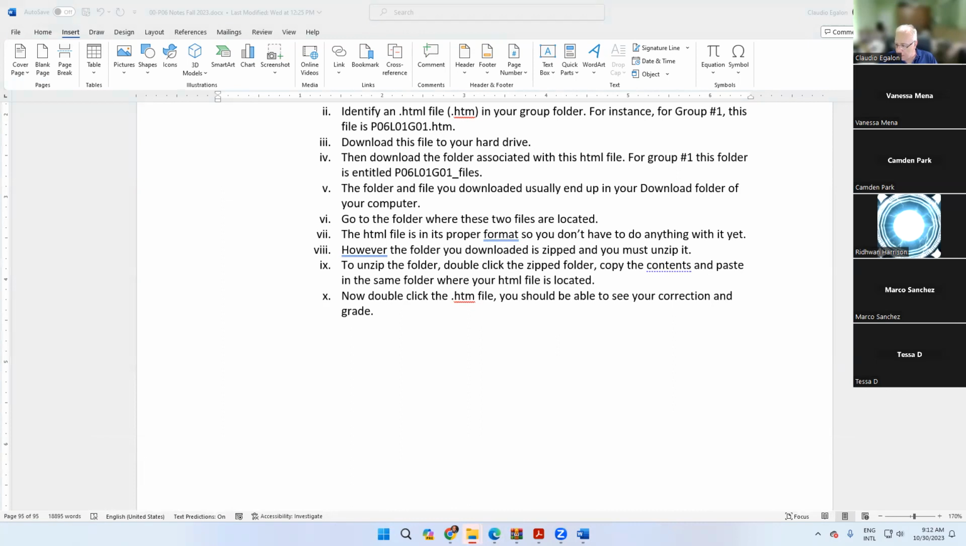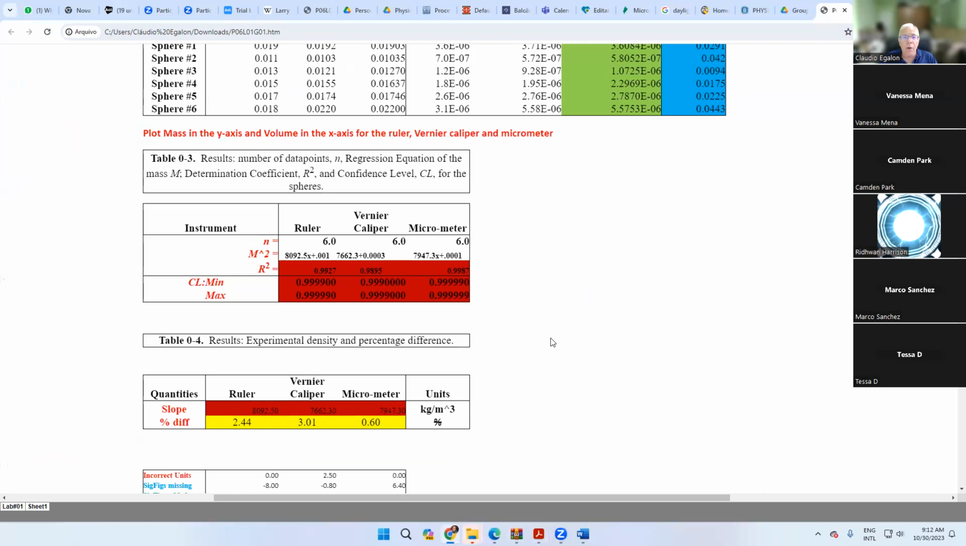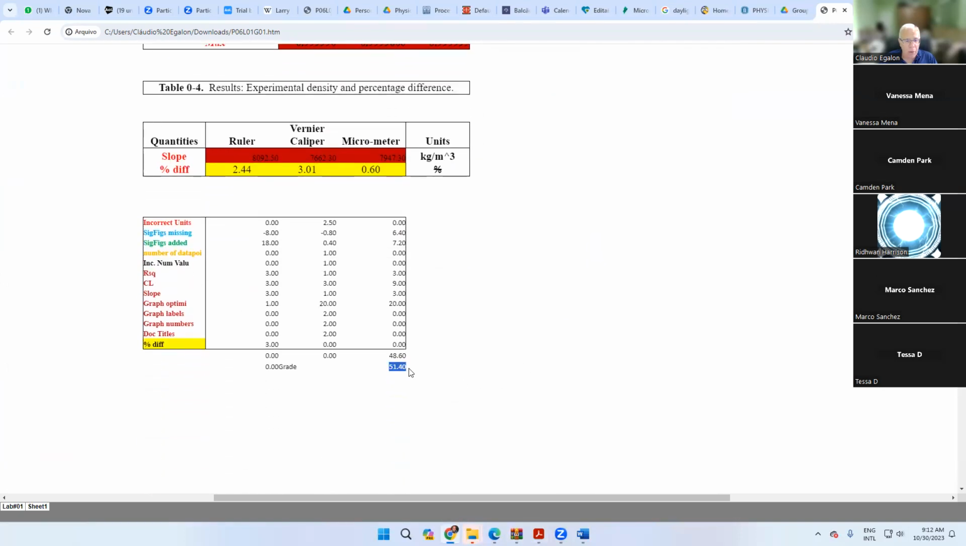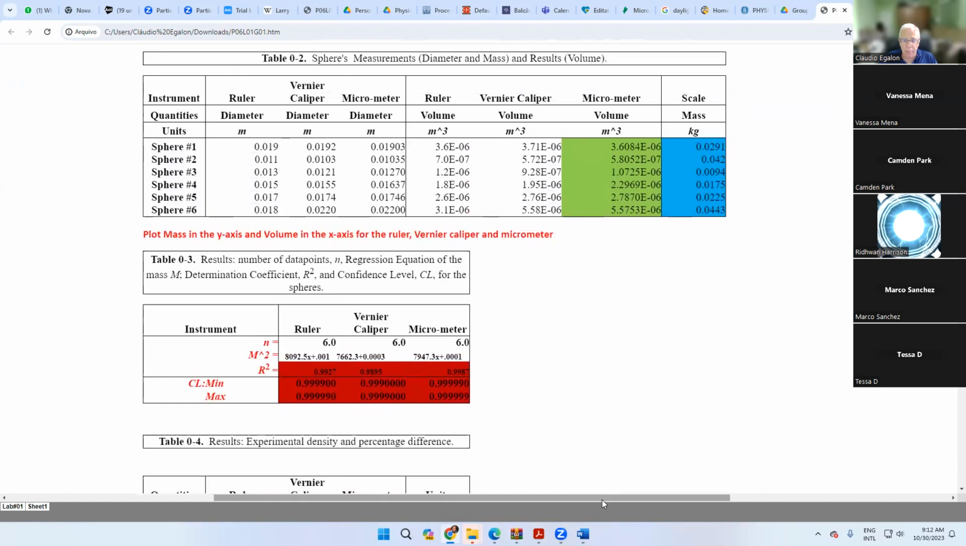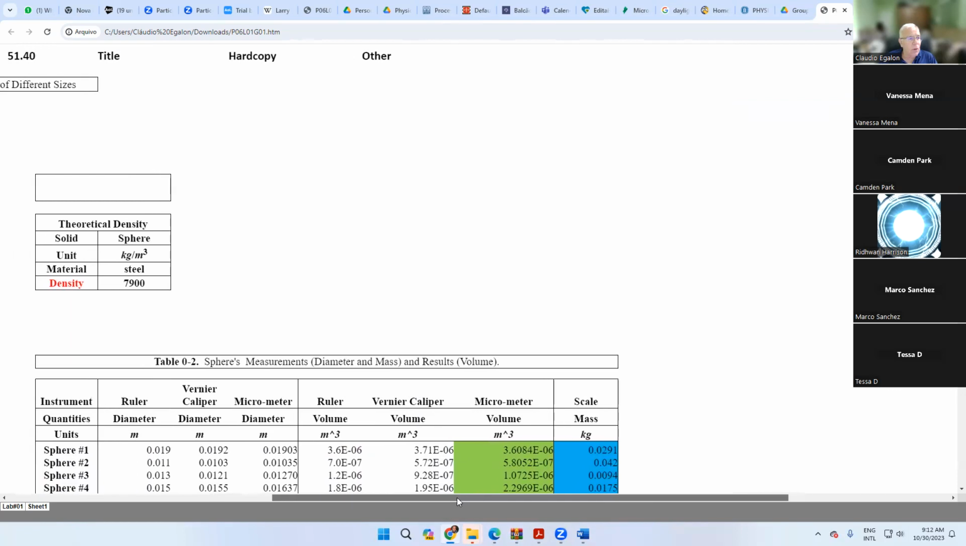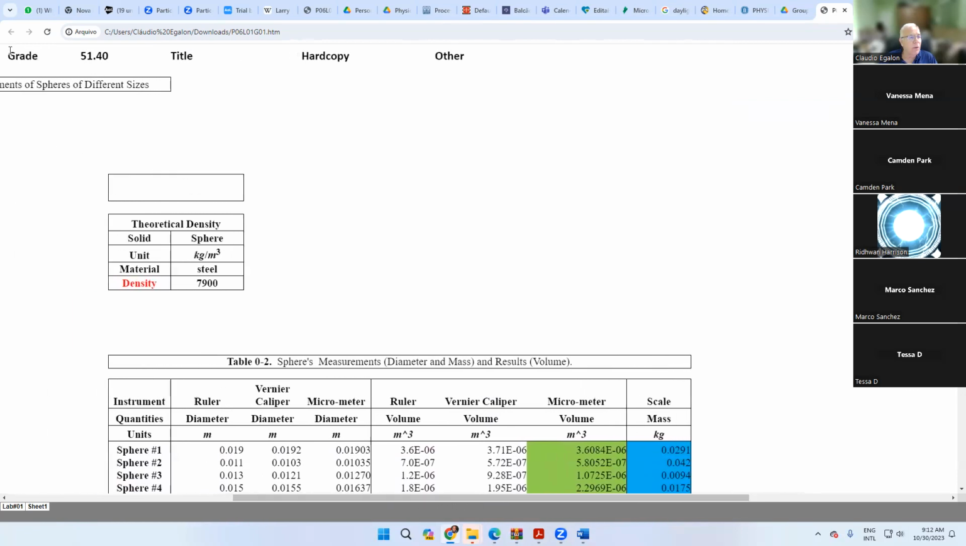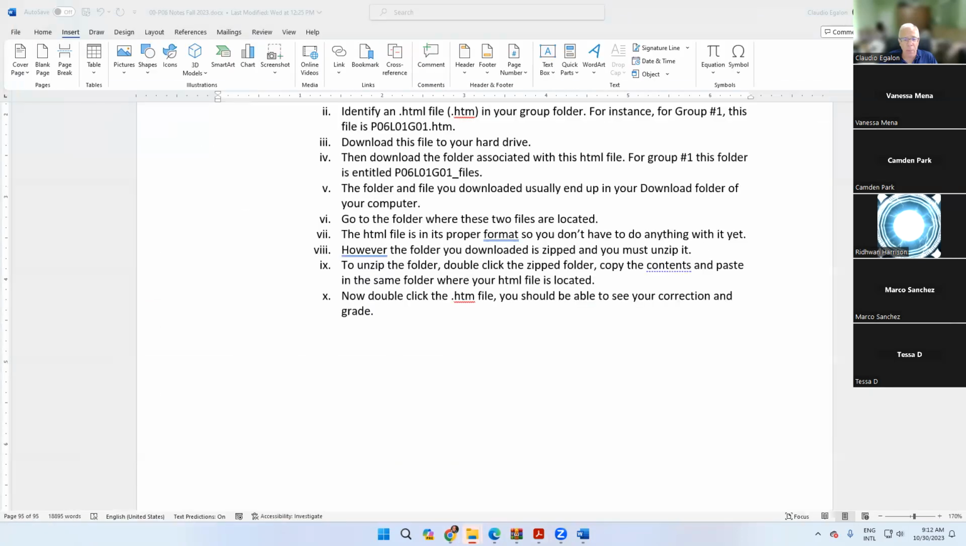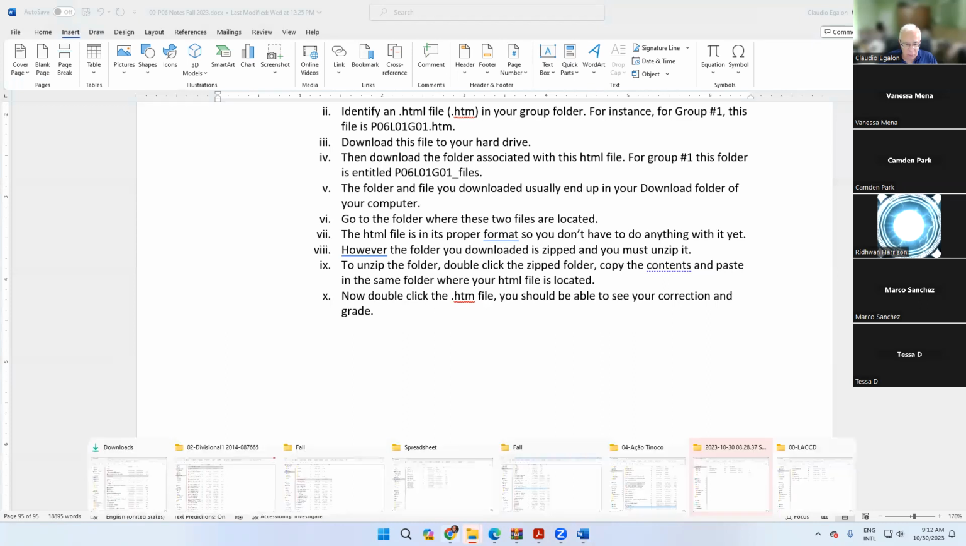Let's take a look at the. Any questions? Your grade should be at the bottom here or at the top as well. I kept the grade at the top as well, okay? Right here as well, grade. So the grade is both at the top and bottom. Check your grade, let me know if you have any problems.